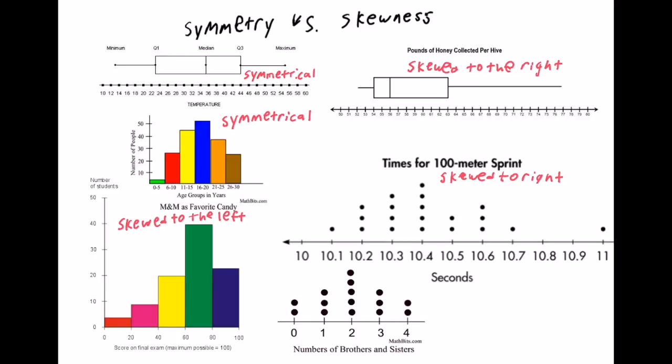And then finally, this dot plot right here. You've got some in the middle, and then 3 on either side of that, and then 2 on the ends. Those are perfectly symmetrical.